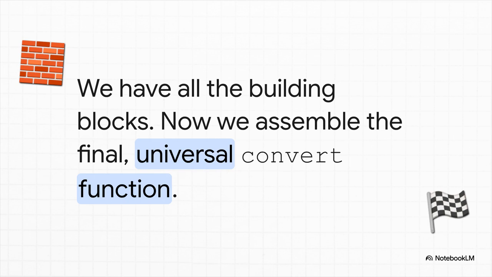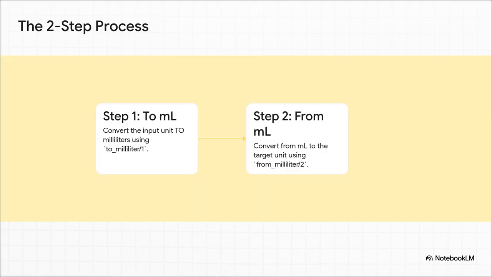Okay, the moment of truth. We've got all our little building blocks. Now we can put them together to build our final, all-powerful, universal convert function that can go from any unit to any other unit. And the logic to tie it all together? It's so simple. It's just a two-step dance. Step 1, take whatever you're given and convert it to milliliters using the function we already built. Step 2, take that result and convert it from milliliters to the final unit you want. That's it. We're just connecting the dots.